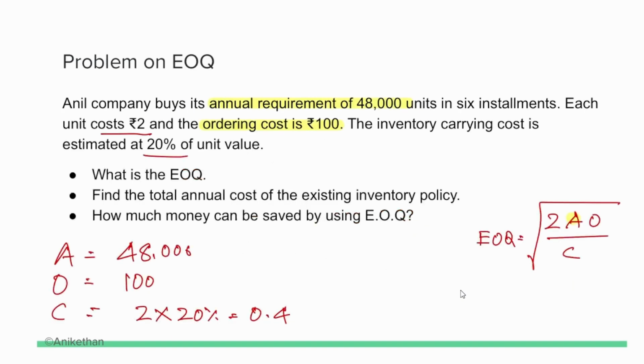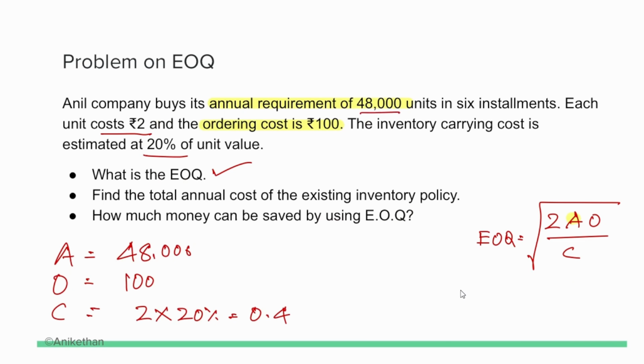So in the same problem, this is the first part. What is EOQ? You have found out. Find the total annual cost of the existing inventory policy. What does the existing inventory policy say?